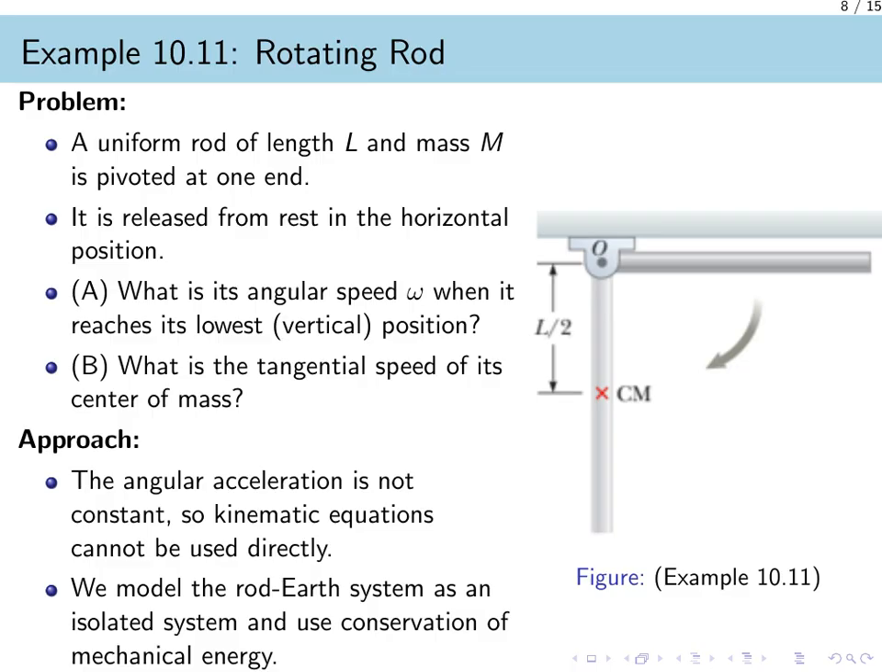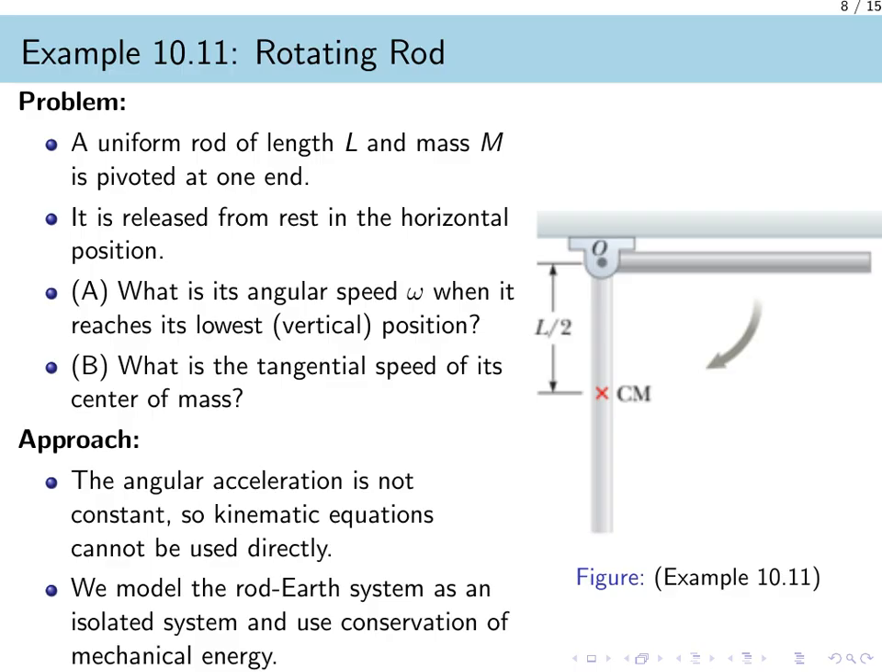In this example, we will analyze a classic problem. A uniform rod pivoted at one end, swinging down under the influence of gravity. This problem is a great application of the principle of conservation of energy to a rotating system. The rod starts from rest in a horizontal position, and our goal is to find its angular speed when it reaches its lowest vertical position.